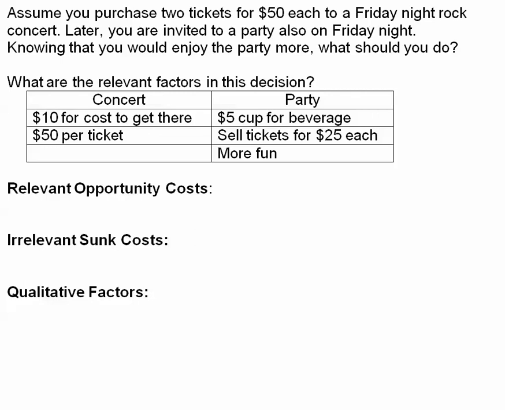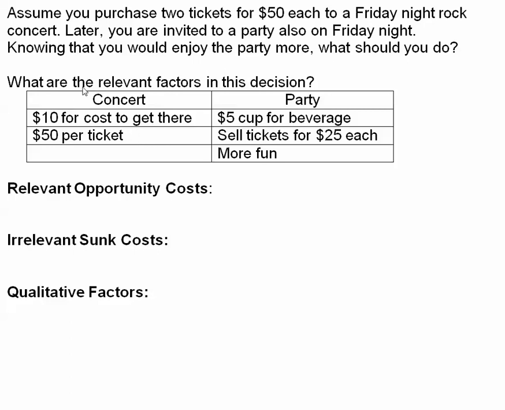Okay, let's use this example to try to get an appreciation of what costs are relevant to a decision and what would be irrelevant. Here, this situation we have in front of us has you having purchased 2 tickets for a concert. So this concert cost you $50 per ticket. And what's happened is that you've gotten an invitation to a party that same night, and you're trying to now decide what to do. You know, by the way, that you'd enjoy the party more.